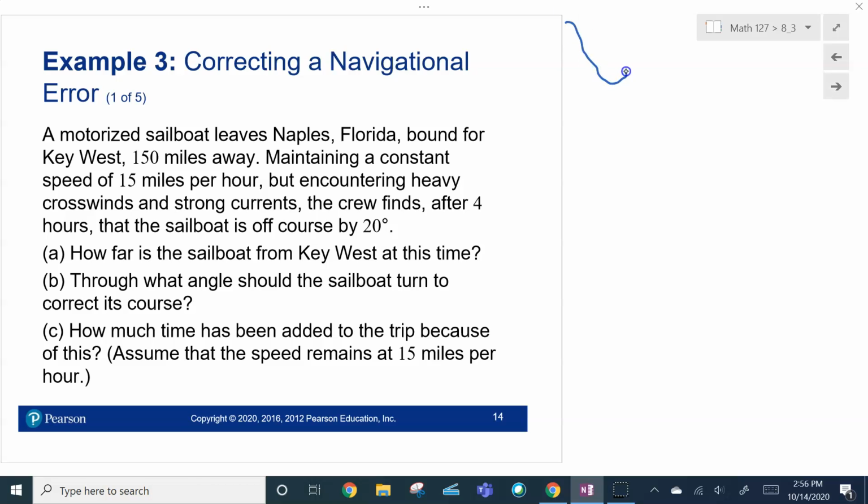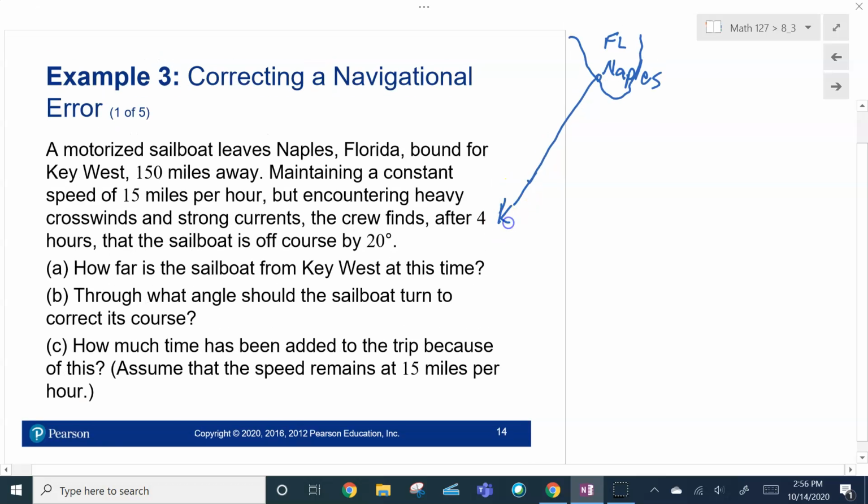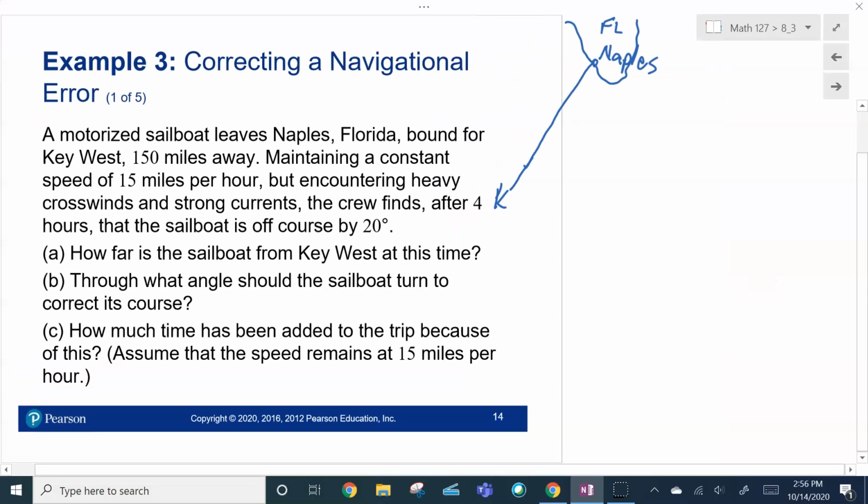I've got a very pitiful Florida here. Here's Florida. I've got Naples right here, and to Key West, here's Key West. We know it's 150 miles.